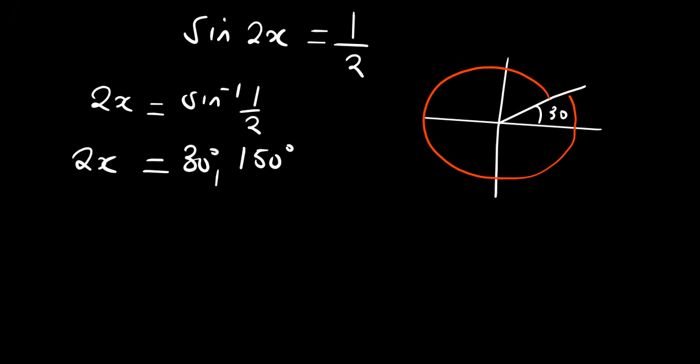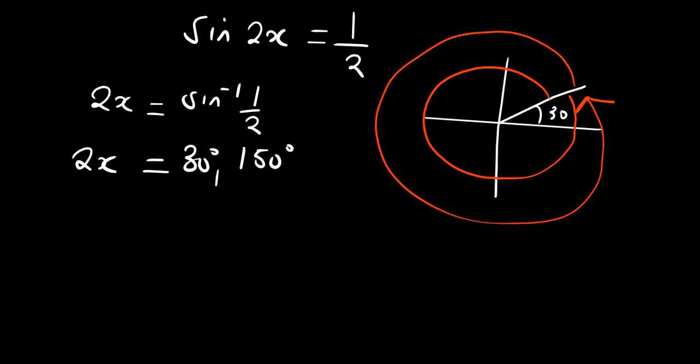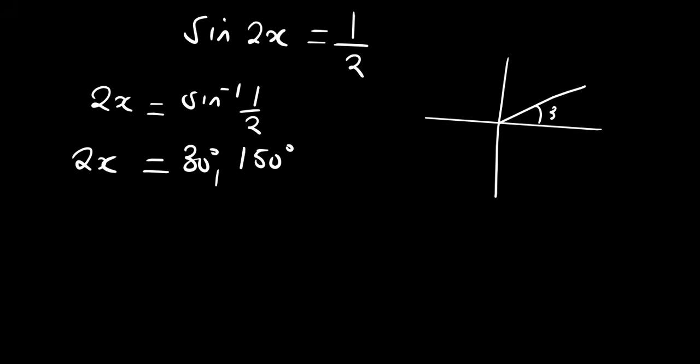Okay, it gave us 30 and 150. But now because of the 2x, we're supposed to take another revolution. As we take the second revolution, you know that a full revolution is 360. So to these two angles, we are going to add 360, or 2 pi, a revolution, to each of them.